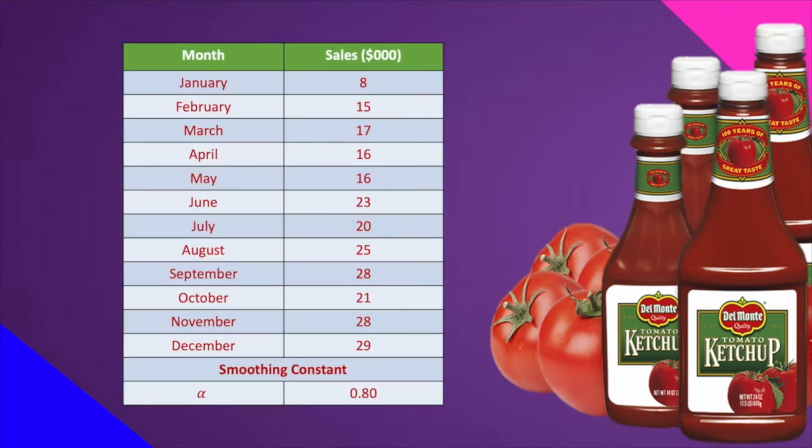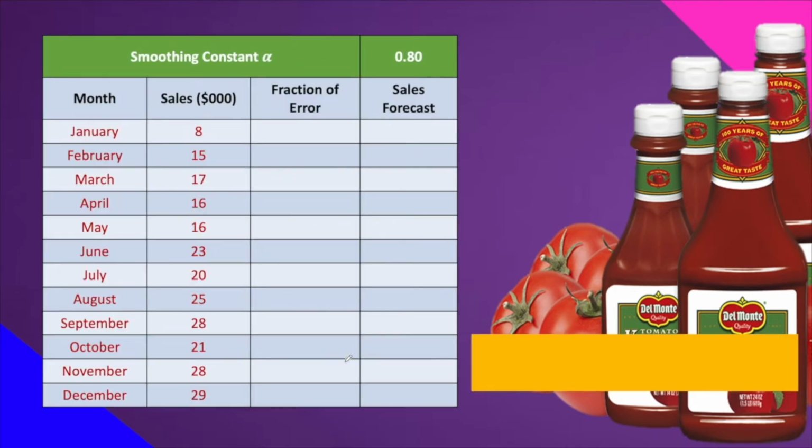So, we have here the data, our given, from January up to December, and of course, the smoothing constant, which is 0.80. So, let's have a computation here. Actually, I have added here additional 2 columns. First column for the fraction of error, and the second one is the sales forecast. Again, as a recap, our formula, we have error this month equals alpha multiplied to sales last month minus forecast last month. So that is our formula for fraction of error. Let's just first solve, guys, for the fraction of error. Mamaya na itong sales forecast.